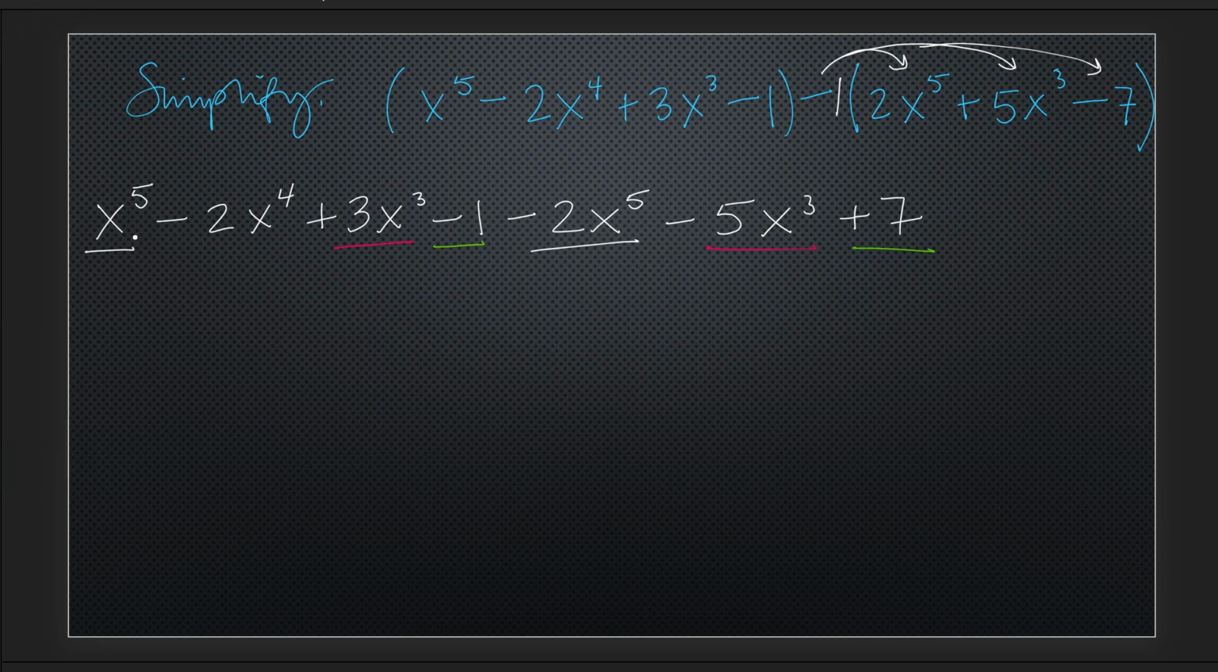So with our x to the fifth terms, we have 1x to the fifth minus 2x to the fifth. So that's negative 1x to the fifth, but we don't really write that one. So it's like a 1 minus 2 is a minus 1. So I use those, and then I have to carry down that negative 2x to the fourth term. And then we have 3x to the third minus 5x to the third, and that's negative 2x to the third. Then we have negative 1 plus 7, which is plus 6. So that's it. There's no like terms to combine, so that's it.